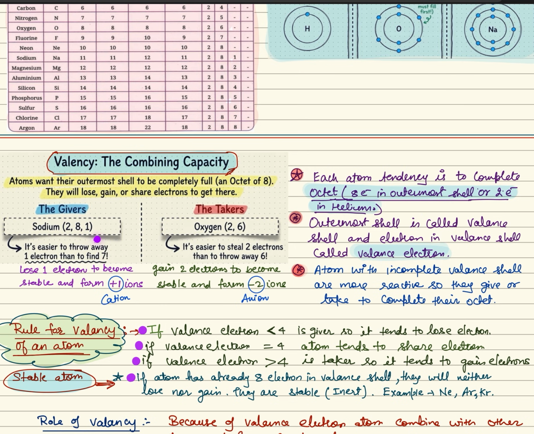So what will sodium do? It can't take 7, so sodium will prefer to give 1. It will release 1 electron and become a positive cation. So it will become sodium positive, a sodium cation.